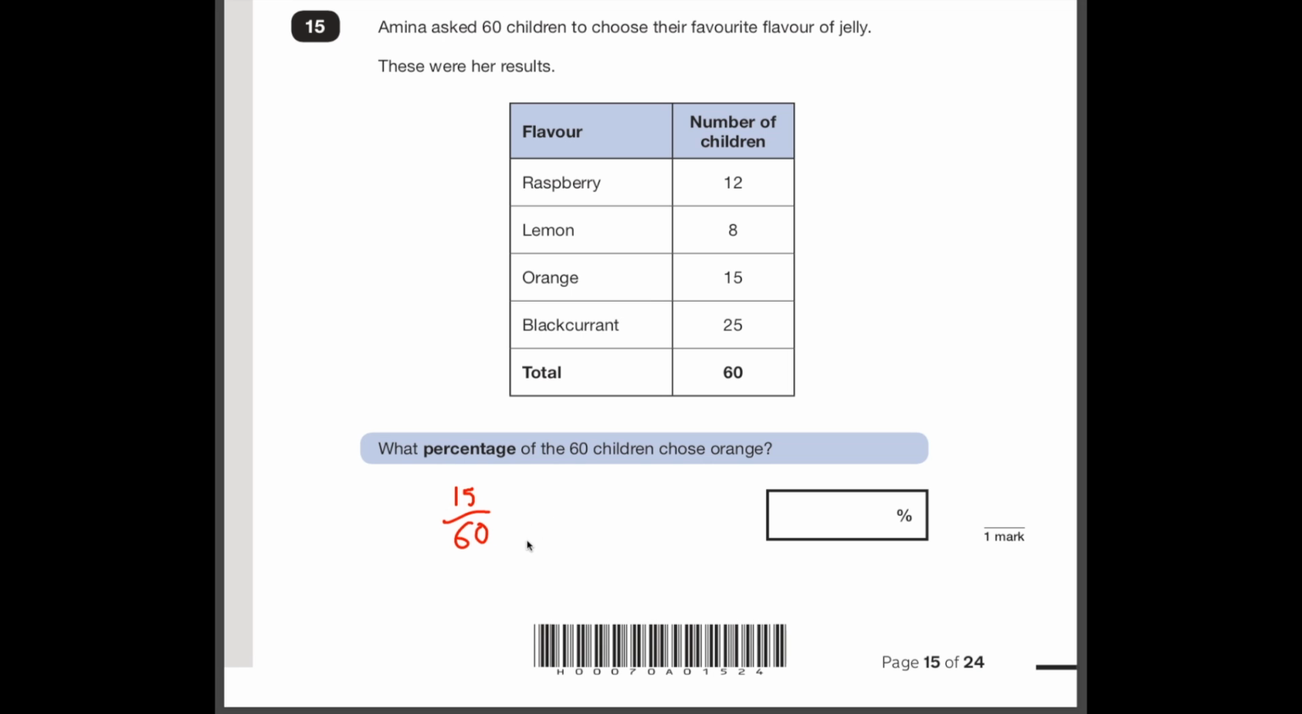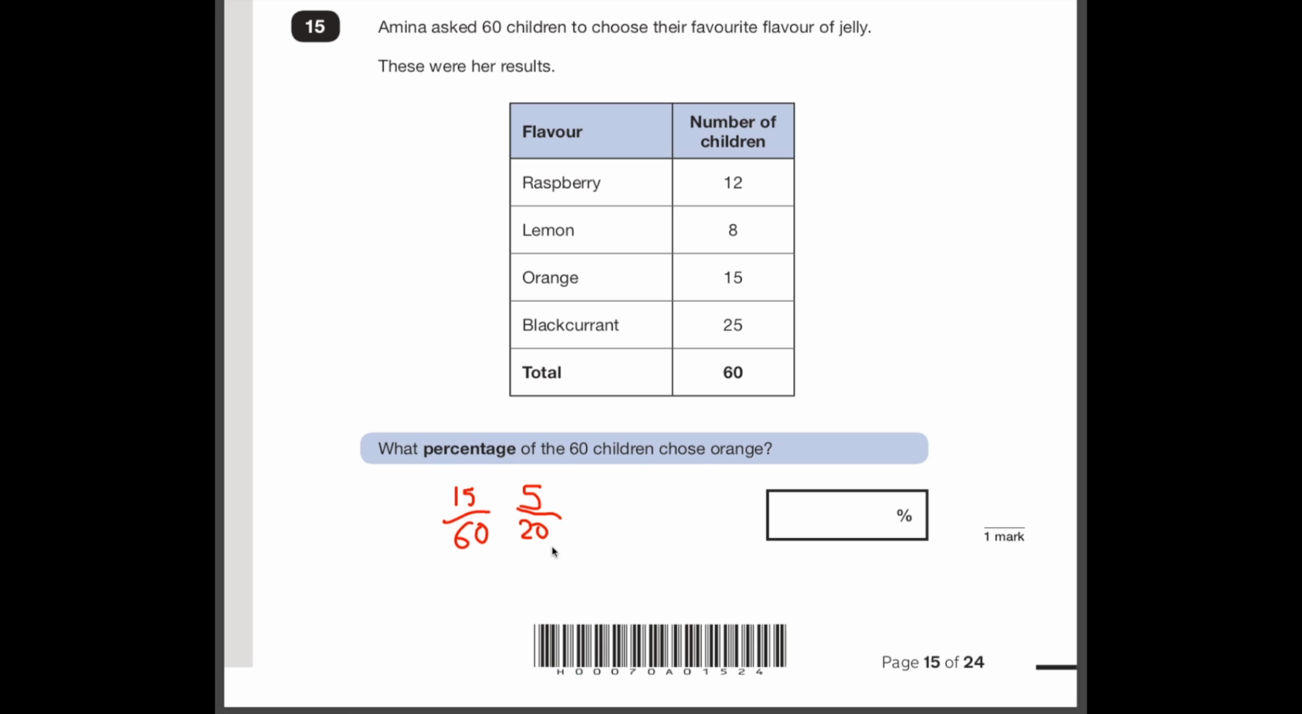And if we can reach 100, then we should be able to convert it to a percentage really easily. Let me show you what I mean. So first thing I'm going to do is to cancel this down, I'm going to divide the top and the bottom by 3. If I do that, 15 divided by 3 will be 5. 60 divided by 3 is 20.